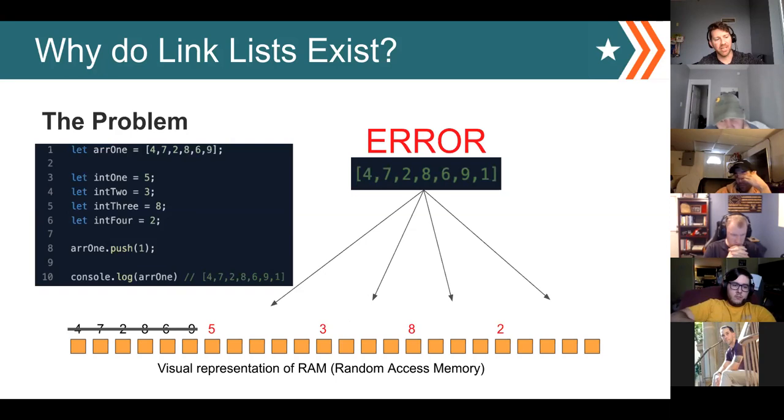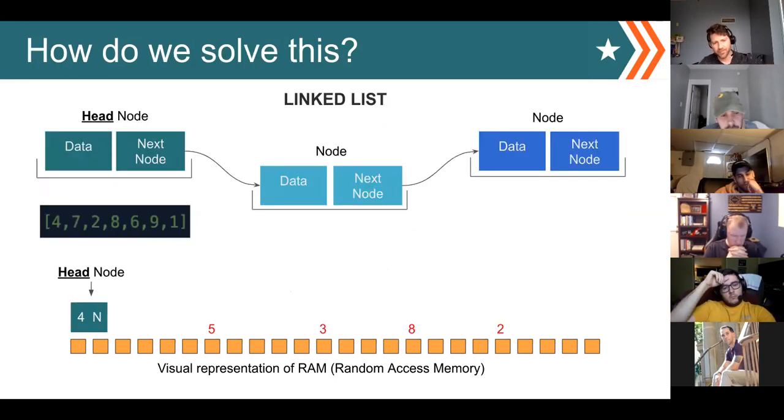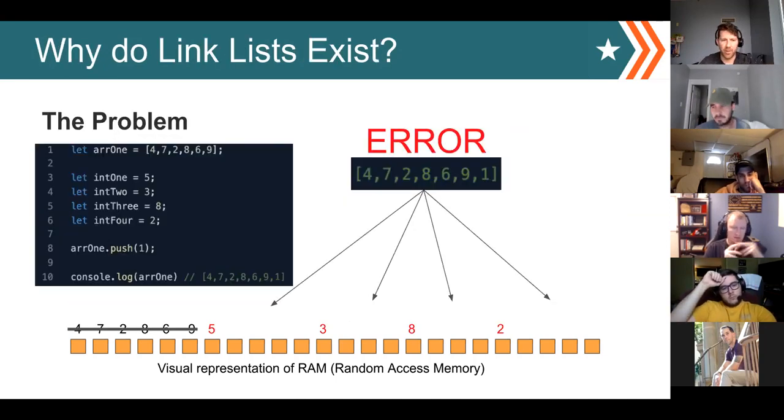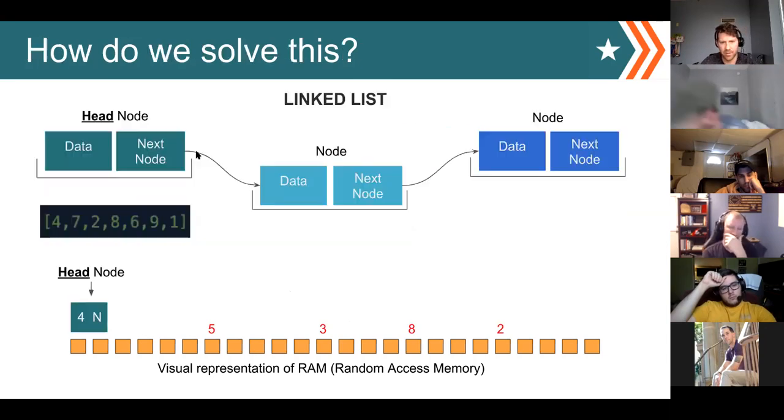So that's where linked lists come in. If we convert this array into a linked list, here's a visual representation. We have our data and then a next node. So a linked list can store the head node that takes up 2 spots of memory, one for the 4 and another part of the data that points to the next node.